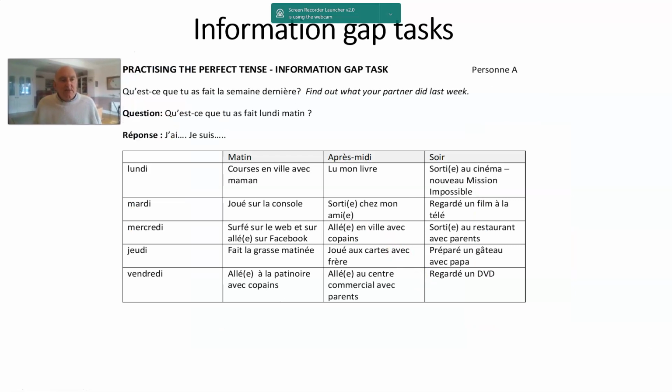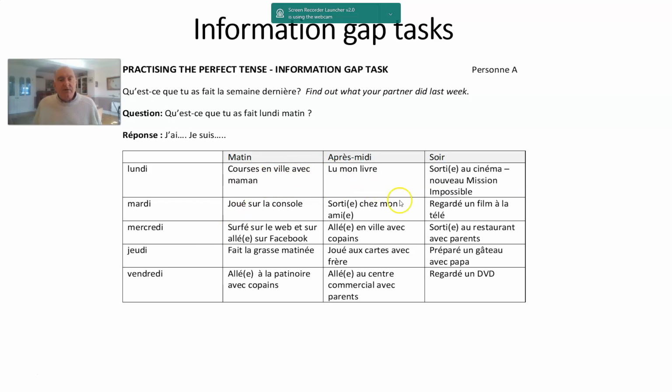Question answers can also be used in simple information gap tasks. In this case, person A has their own diary for the previous week, Monday, Tuesday, Wednesday, Thursday. You could translate these into English, by the way, if you wanted to make sure that the language is all totally comprehensible. And person B has a different grid with different activities, and they simply ask each other questions. What did you do? For example, what did you do Monday morning? And you would say, I went shopping in town with my mum.